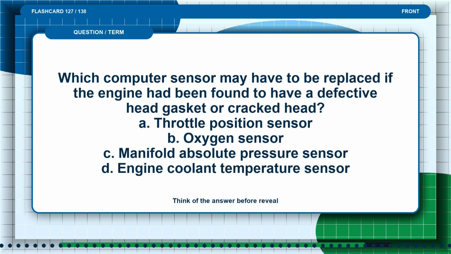Flashcard 127. Which computer sensor may have to be replaced if the engine had been found to have a defective head gasket or cracked head? A. Throttle position sensor. B. Oxygen sensor. C. Manifold absolute pressure sensor. D. Engine coolant temperature sensor. Pause and think of the answer before the reveal.